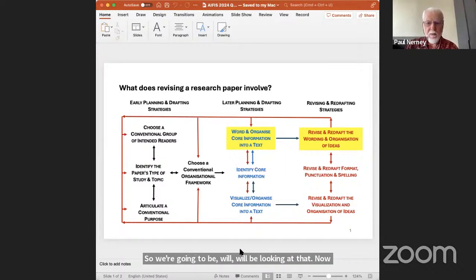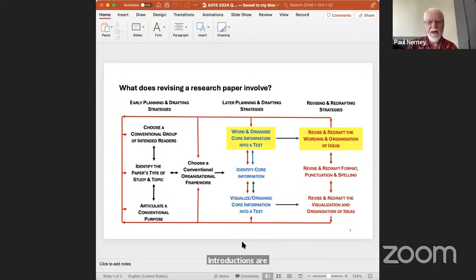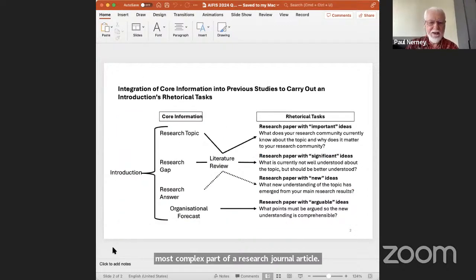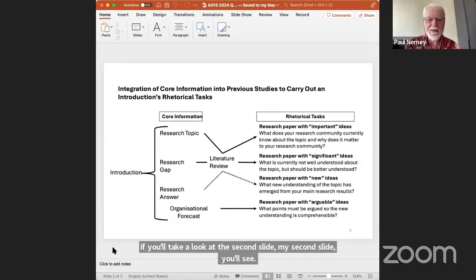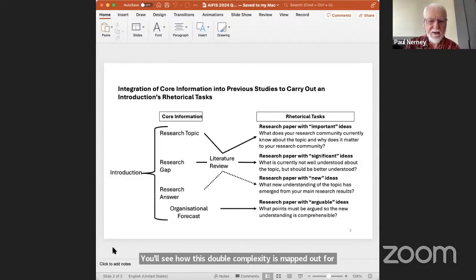Now, in my case, what I'm going to be doing is I have focused on selecting and organizing ideas into a research paper's introduction, because writers regularly identify introductions as the most difficult section to write in a paper. And that judgment is really backed up by the fact that introductions are ideationally and rhetorically the most complex part of a research journal article. So if you'll take a look at my second slide, you'll see how this double complexity is mapped out for you. So could we have that second slide now?